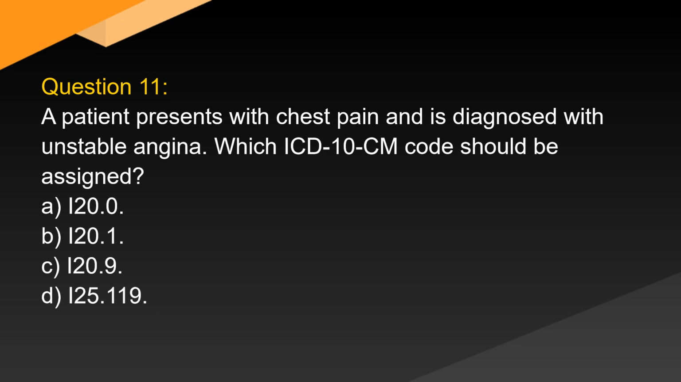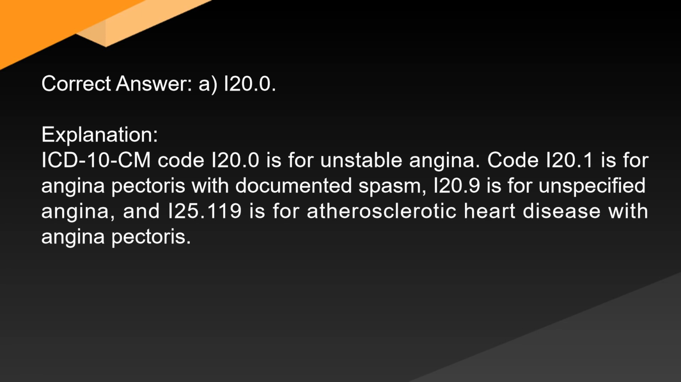Question 11. A patient presents with chest pain and is diagnosed with unstable angina. Which ICD-10-CM code should be assigned? A. I20, B. I21, C. I29, D. I25.119. Correct answer, A. I20. Explanation.